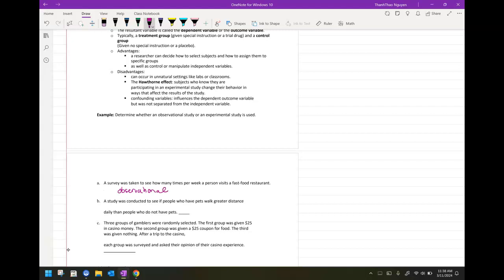A study was conducted to see if people who have pets walk a greater distance than people who do not have pets. Well, again, we can just observe, right?